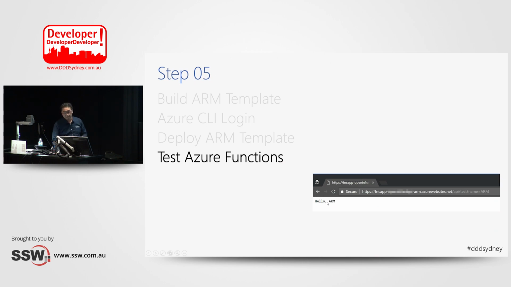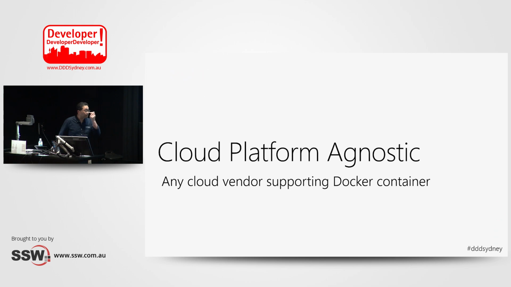So this is done. We have built a function application in a Linux environment, containerized it, and deployed that custom container image into Azure in 3 different ways. Now, as I said, as long as any cloud vendor supports container technologies, we can migrate from one place to another, right? Which is vendor independent.